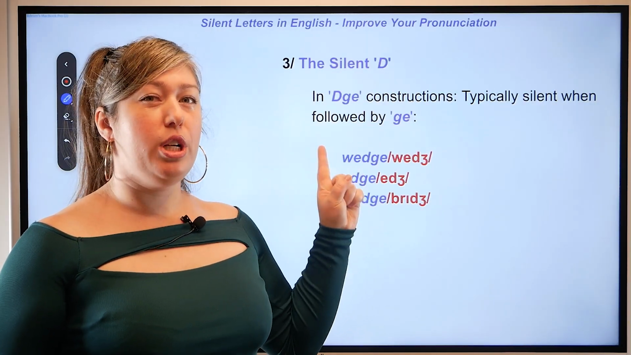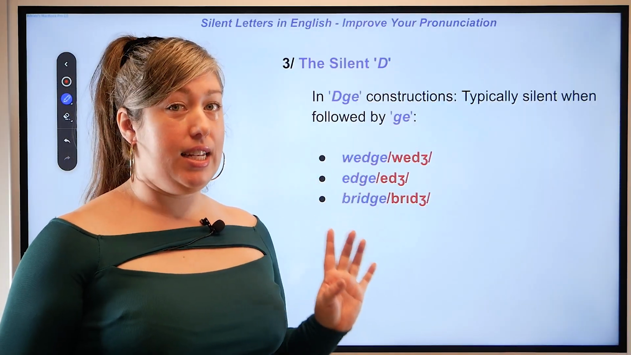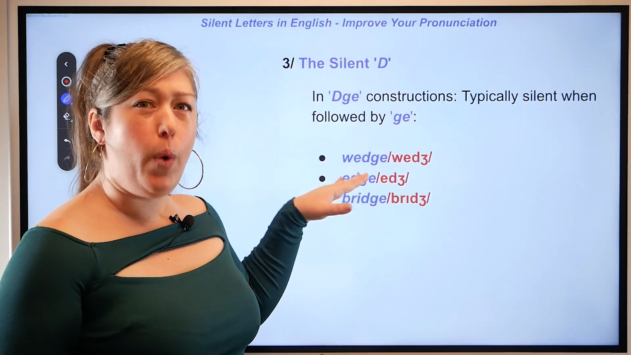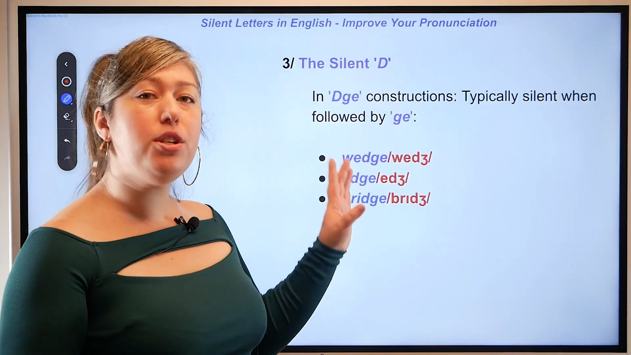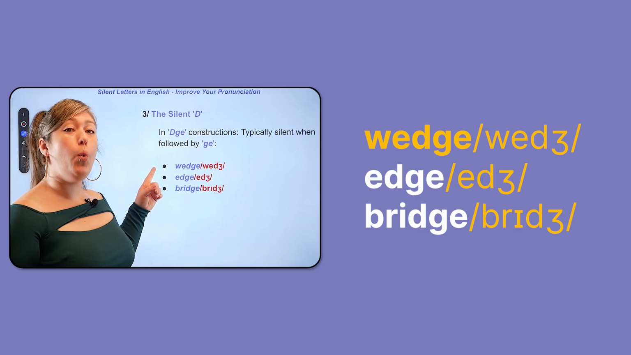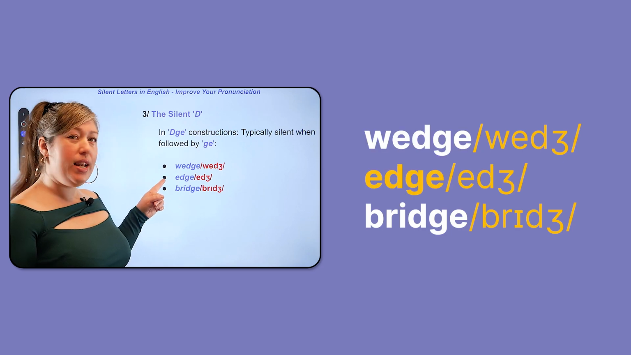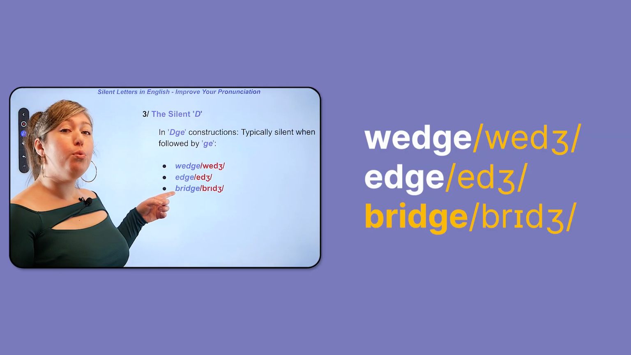And number 3, we have the silent D. Usually words which are spelled D, G, E at the end have a silent D. We're not saying wedge with a D. No, we're saying wedge. Just imagine the D isn't there. Once again, wedge. And this one, edge. Not edge with a D. And this one, bridge.